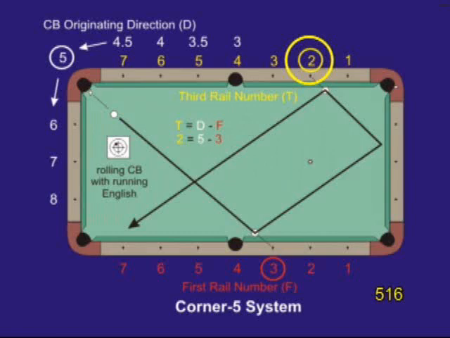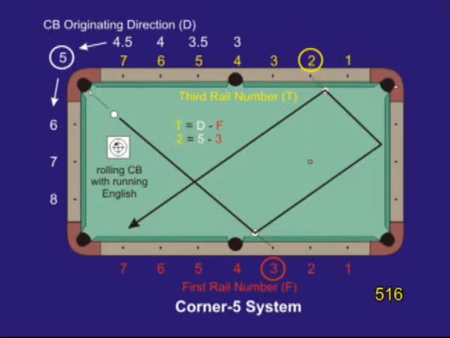The Corner-5 diamond system is based on the formula that states that the third rail number T is equal to the origination direction D minus the first rail number F. So in our example, if we know that the origination direction is 5 and the first rail number is 3, the formula correctly predicts that the third rail number will be 5 minus 3, or 2.